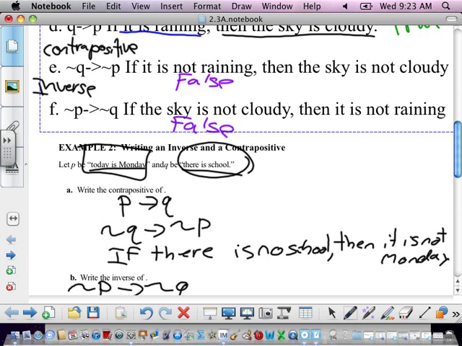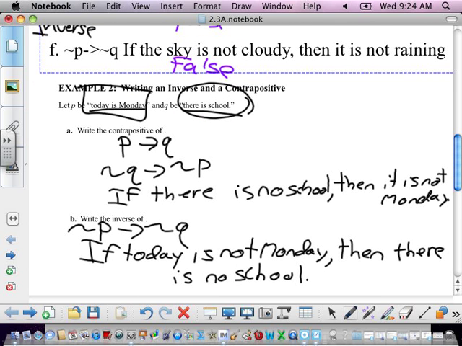Right. Okay, we're going to write the inverse of this statement. Somebody want to try it? What does inverse mean, first of all? It means you put what in there? Negative. So what do you think it would say? If it's not Monday, then there's no school. Inverse, just put those nots in there.